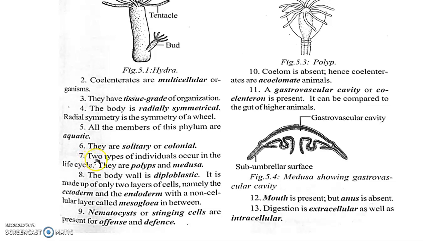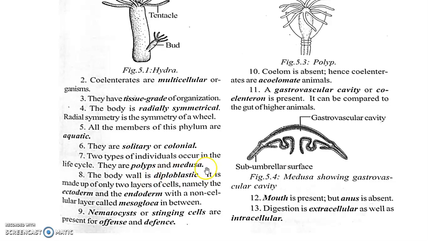Then seventh, two types of individuals occur in the life cycle. They are polyp and medusa. That's why these are called polymorphic organisms. This shows the two types of life cycle. Polyp is the asexual mode of reproduction. Medusa is the sexual mode of reproduction. Polyp is attached to the body, and medusa is free living. There are different forms present in a single organism. That's why it is called polymorphism.